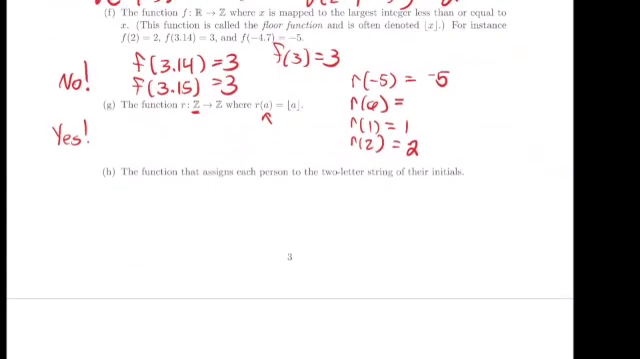Okay, and now in H, we can take a look at a more abstract looking function, where our input is not numbers, but we're going to deal with people, and our output is not a number, but it's going to be some string of letters.